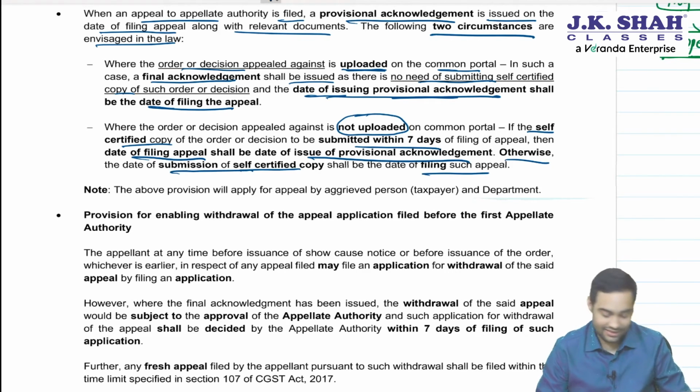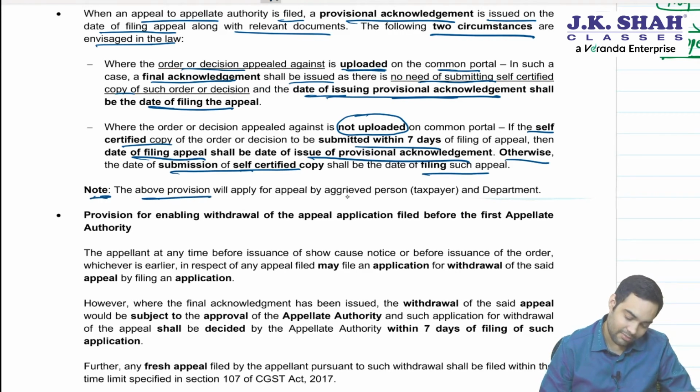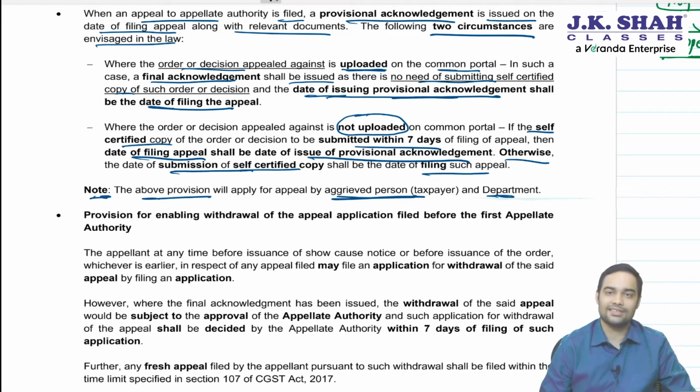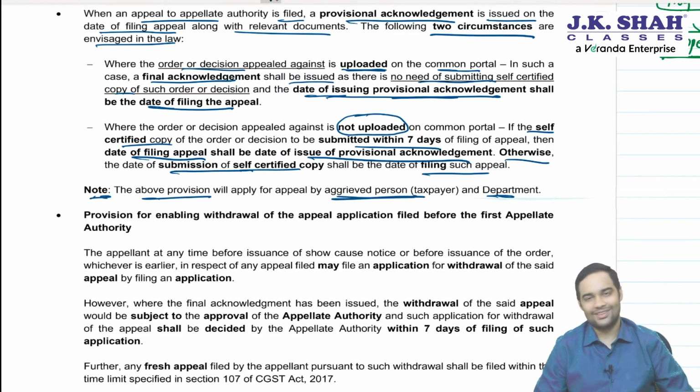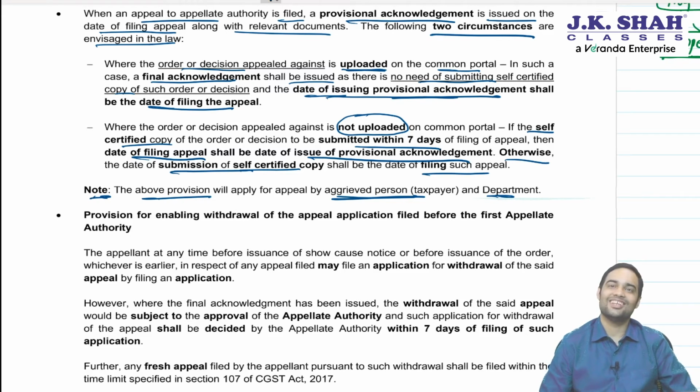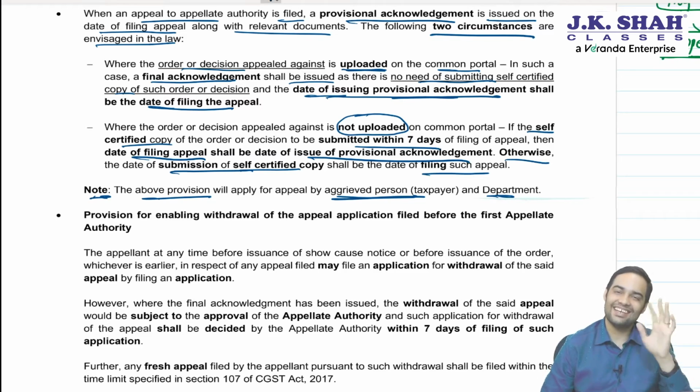The best part, this is applicable to both the aggrieved person as well as the department. Can the department also file an appeal? Yeah, obviously yes. So this is applicable for both. Sir, why has government done this, that we have to give a self-certified copy? So that appellate authority is sure that the appeal which is being filed is correct. There is an order in place. That's the only purpose.